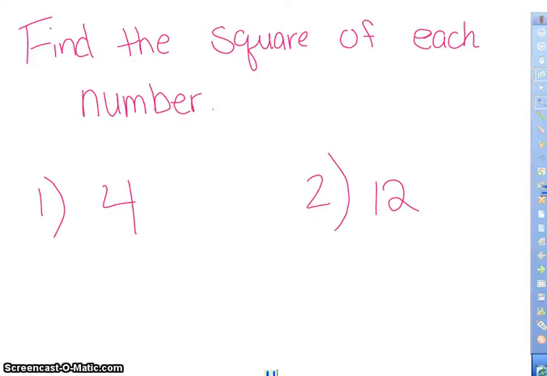Hello and welcome to our review for Accelerated Math, our first Chapter 1 quiz. Remember that you can pause this at any time, write out the problem, figure it out for yourself, and then check your answer with me if you choose to do that.